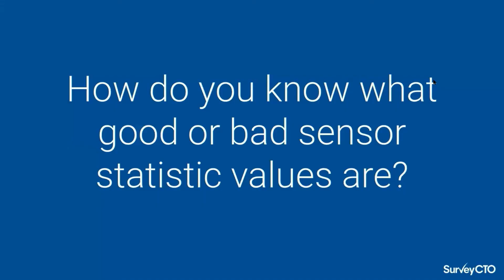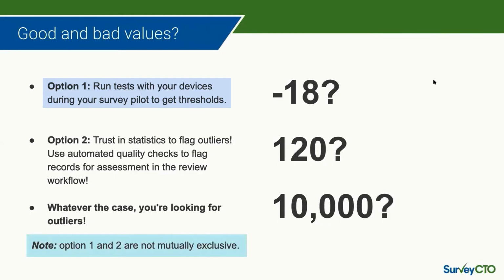But how do you know what a good or bad sensor statistic value is? Well, it's an important question, but it's not the easiest one to answer, but we'll look at this. Option one, you might choose to profile the activity that you want to measure with statistics during a survey pilot to establish a baseline for each of the sensors for light, movement, and sound, and use that to establish thresholds to look for problem submissions.